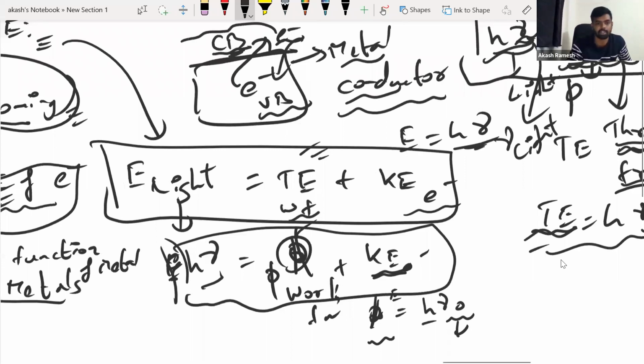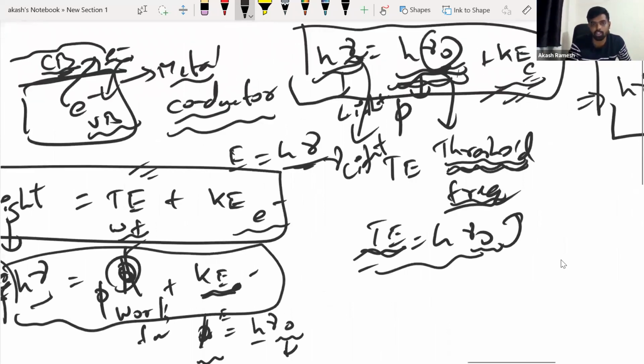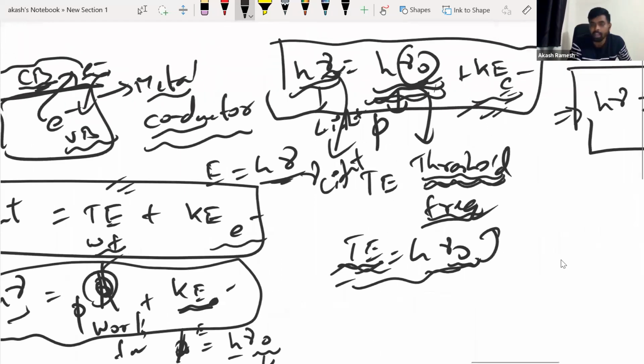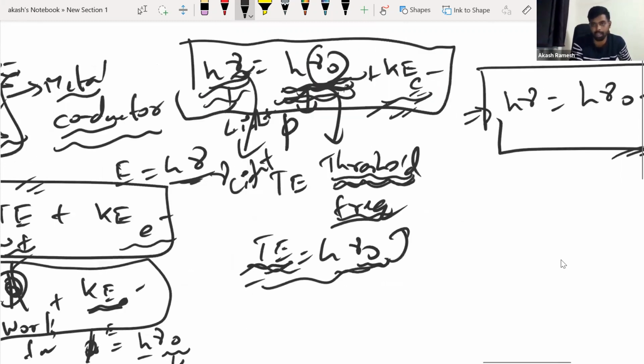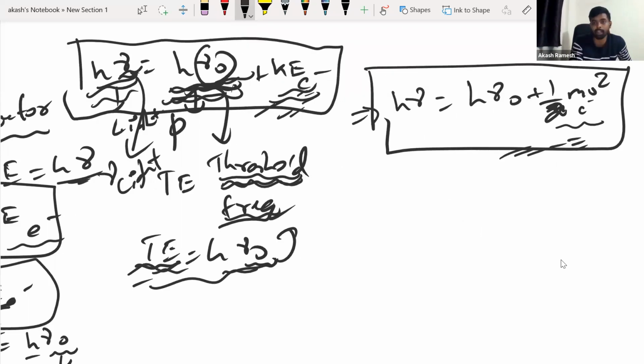Now, how can I rewrite the equation in terms of H nu naught? H nu is equal to H nu naught plus kinetic energy of the electron. This total H nu naught is my threshold energy, and in that, nu naught is my threshold frequency. And at last, for the kinetic energy, I know the formula KE is equal to half mv squared. But all you have to understand is we're talking about electrons which are coming out, so you have to substitute the mass as the mass of the electron.